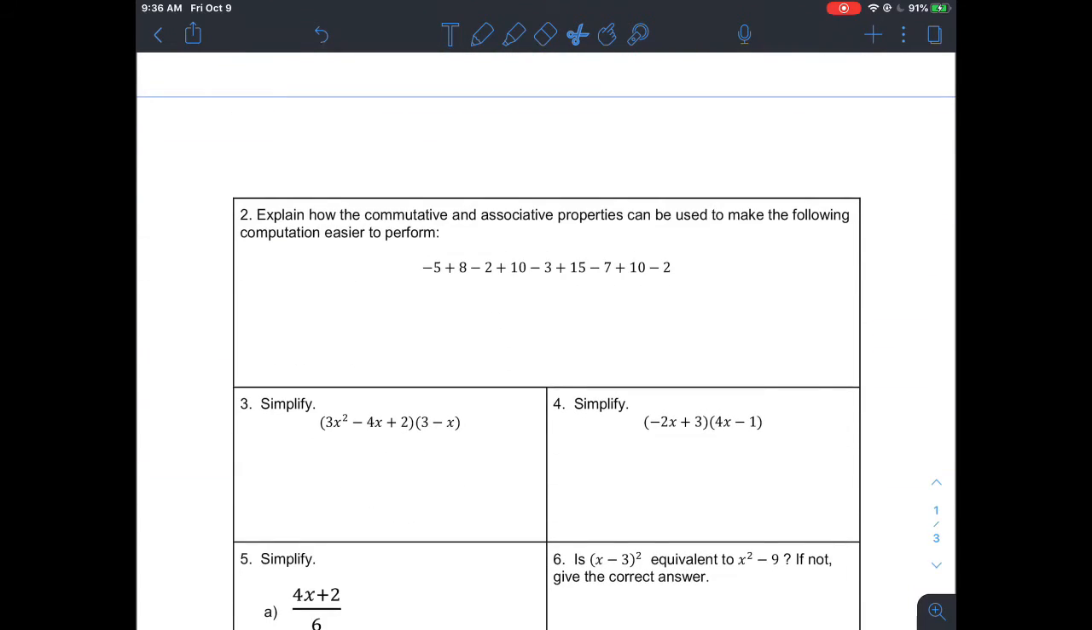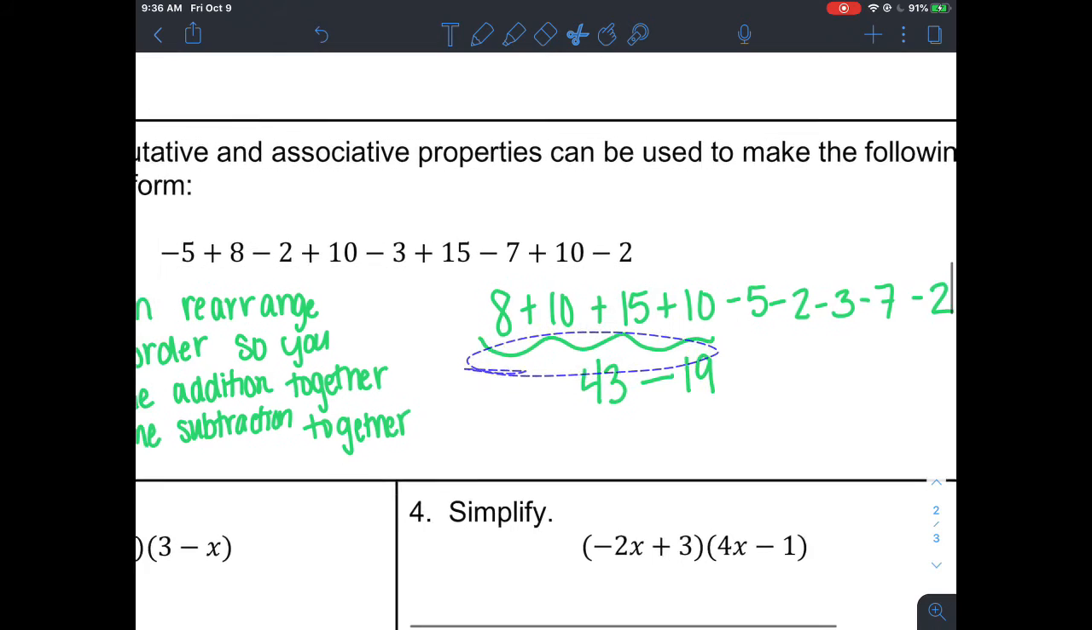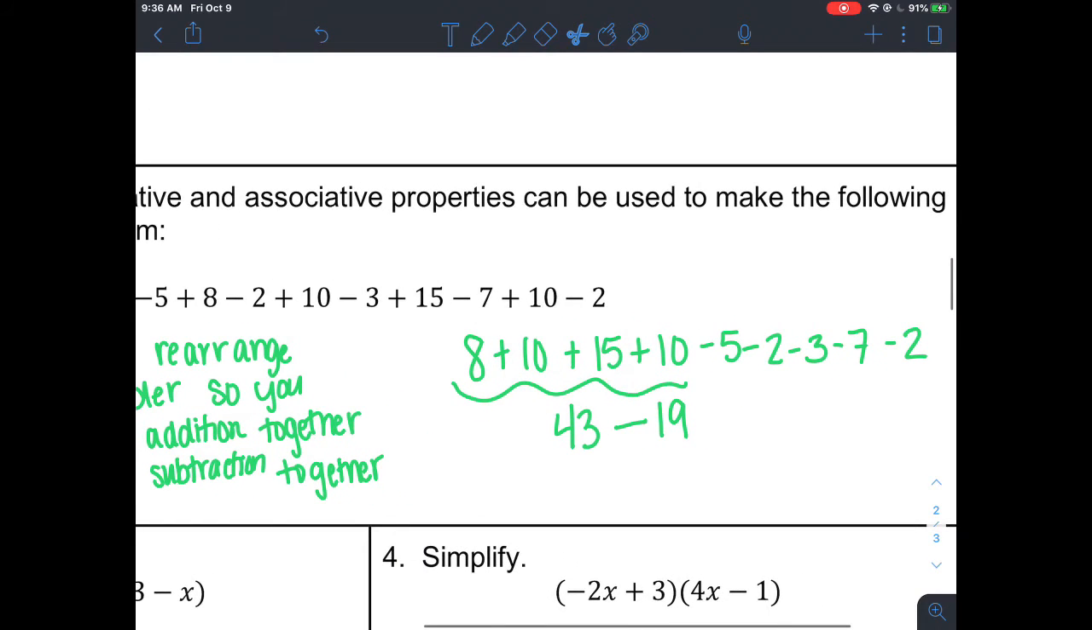So in this situation, I can rearrange the order so that I'm doing all of the addition together and then all of the subtraction together. So I rearranged, I put all the addition numbers together, I grouped them, and then I put the subtraction on the end. Instead of add, subtract, add, subtract, add, subtract, add, subtract, I did it all at once. So then I'm going to group the addition, I'll add all those up, and I get 43, and then I can add all of my subtractions up, and I get -19, and I get the answer of 24.